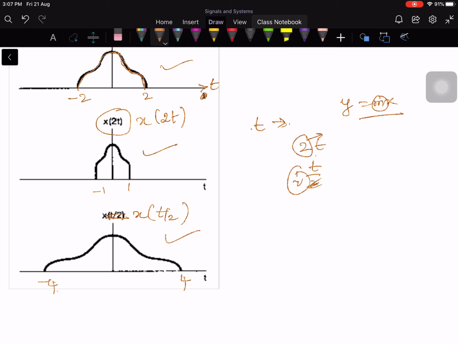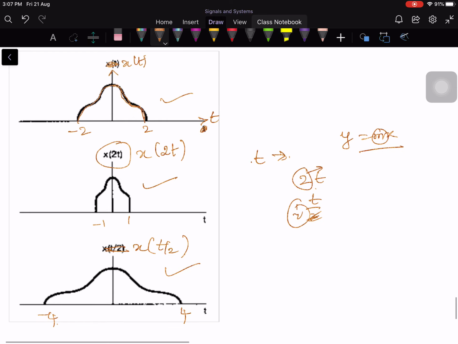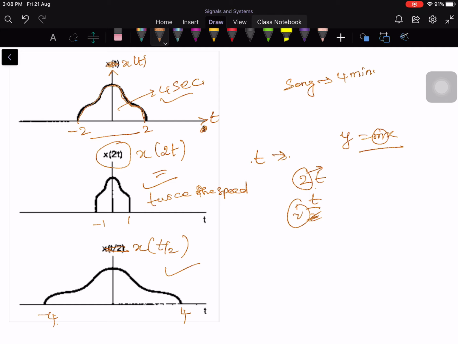If you again think of the example of x of t as a tape recording, this one is, say, minus 2 seconds to plus 2 seconds, 4 seconds of tape recording. Then x of 2t is that recording played at twice the speed. Suppose you have a song whose duration is 4 minutes at normal speed. Now if you increase the playback speed in your VLC media player by 2 times, then that song will be completed in 2 minutes. So that's what we mean by this.